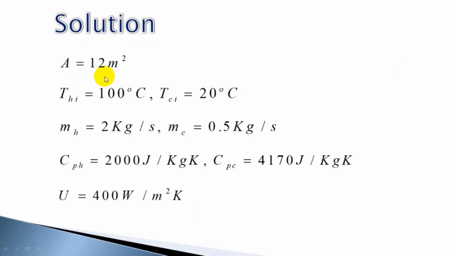Area is given as 12 meters square. Inlet temperature of hot fluid is known, 100 degrees centigrade. Cold fluid it is 20 degrees centigrade. Mass flow rate of hot fluid is 2 kg per second. Mass flow rate of cold fluid, that is water, 0.5 kg per second. Cp of hot fluid is 2000 joules per kilogram Kelvin and CpC, that is for water, it's 4170 joules per kilogram Kelvin, and overall heat transfer coefficient is 400 watts per meter square Kelvin. So these are the data given.